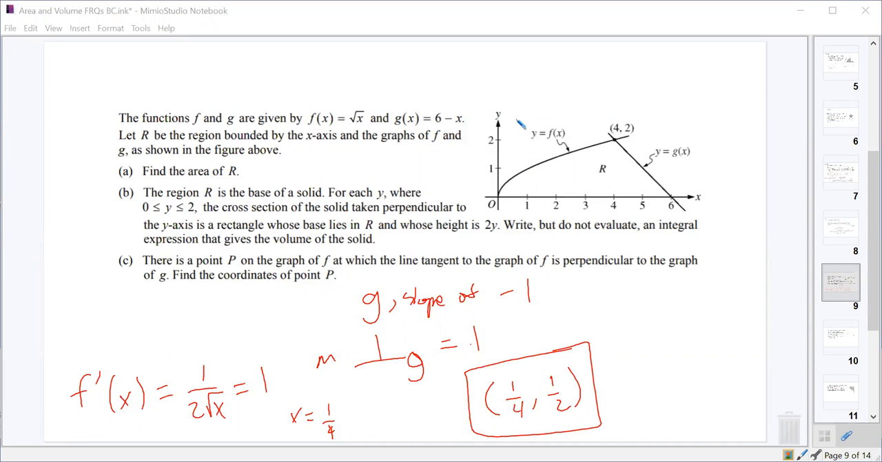I did pull up the scoring guideline for this one. My best guess is they probably gave you 1 point for the slope, 1 point for setting up the equation, and 1 point for the final coordinates. I think it was 3 points for part C.